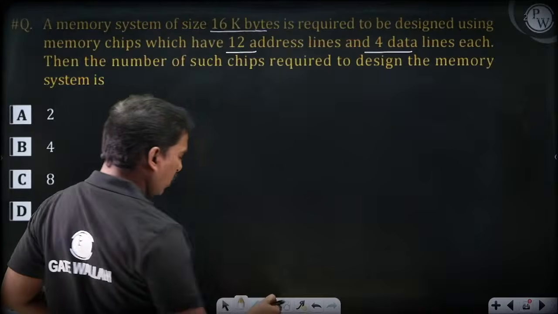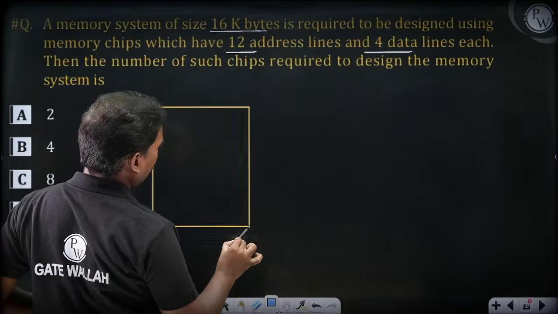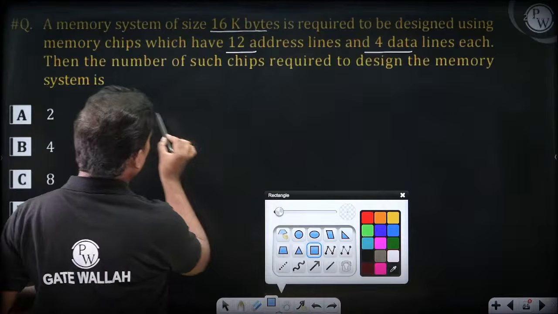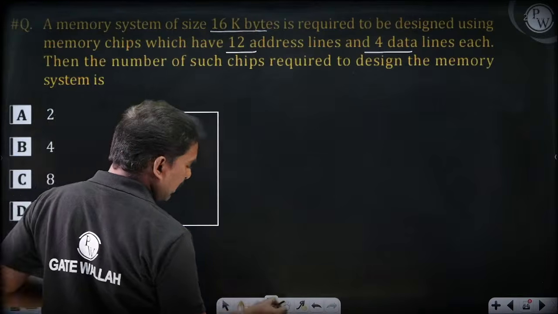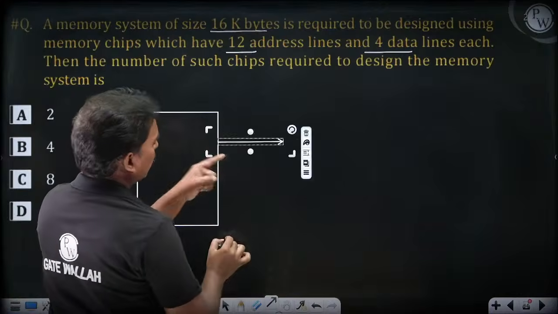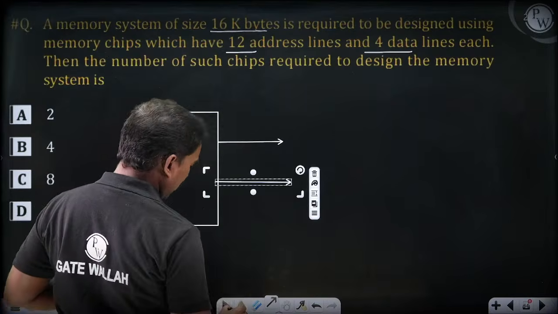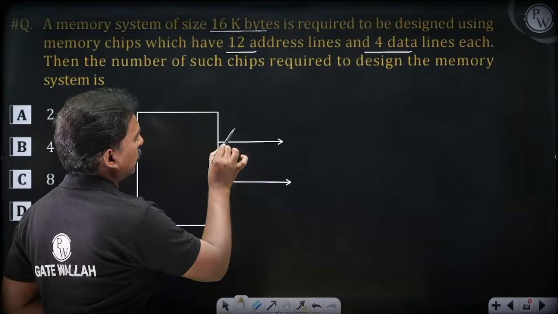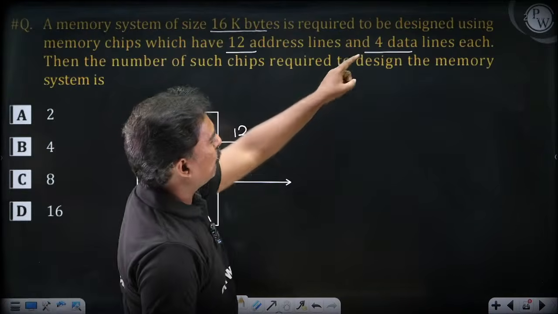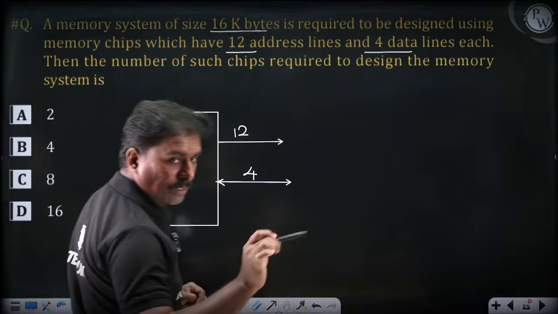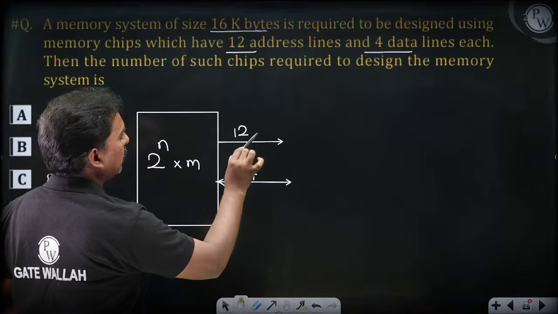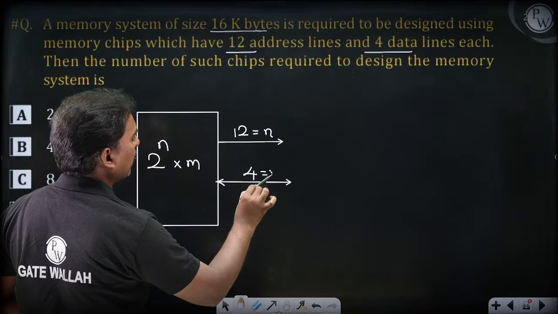Look carefully, this is a particular memory chip. One memory chip, how many address lines does it have? See, address lines are unidirectional and data lines are bidirectional. So this is the data lines. It has 12 address lines and 4 data lines. That memory chip can be represented as 2 power n cross m, as I told you, where n is the number of address lines and m is the number of data lines.